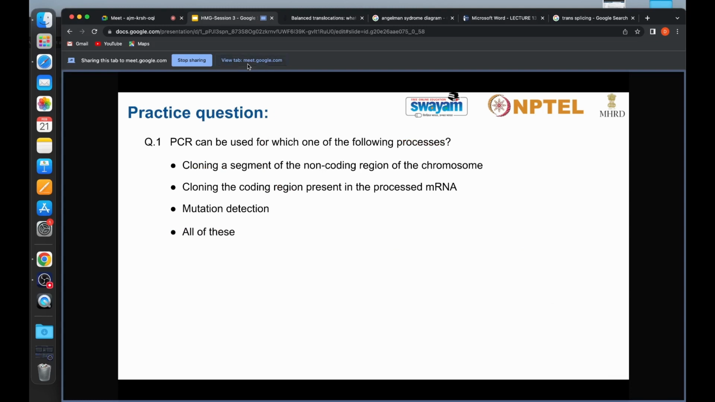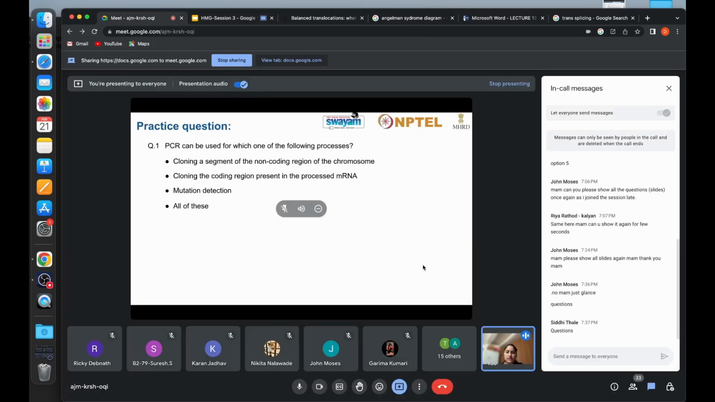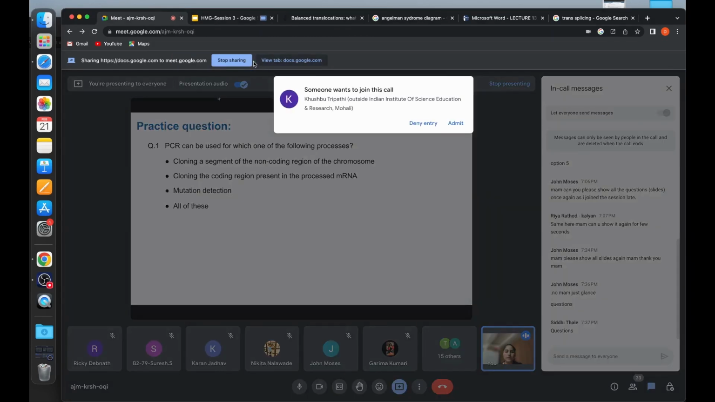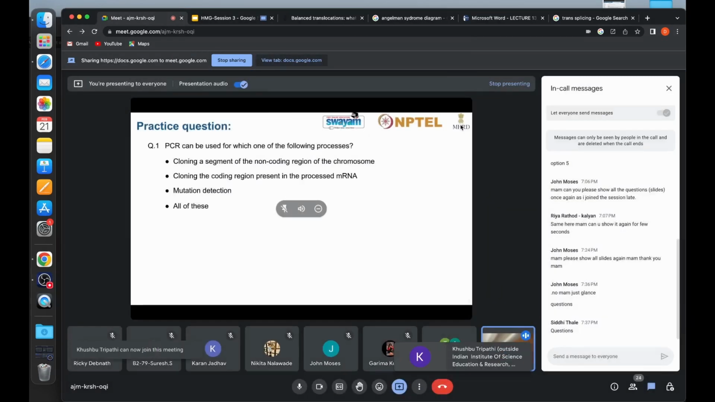So this question was related to the PCR. Let's once again go through all the questions quickly. In this question, it was asked which one of the following processes PCR can be used for, in which the first option was cloning a segment of the known coding region of the chromosome, then cloning the coding region present in the processed mRNA, mutation detection, and all of these. So they were asking for which reason can you use the PCR?